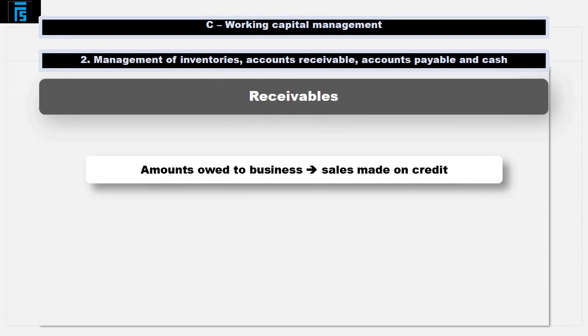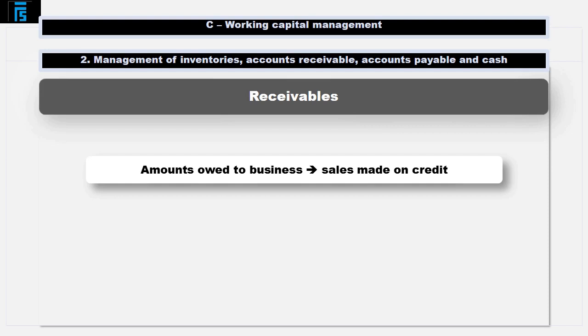Receivables, or debtors, are the amounts owed to a business by its customers in respect of sales made on credit. Offering credit is one way that a business can attempt to attract customers, and this is discussed in more detail in the Introduction to Working Capital presentation. It does, however, expose the company to additional administrative effort and the risk of payment default.